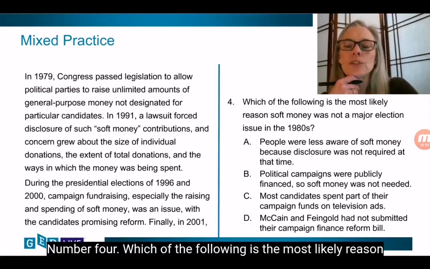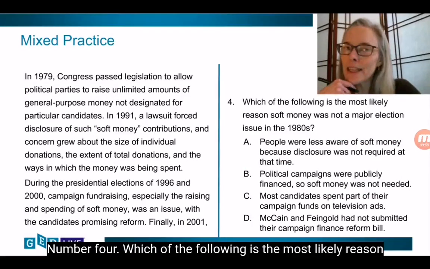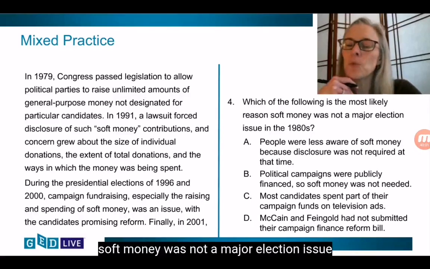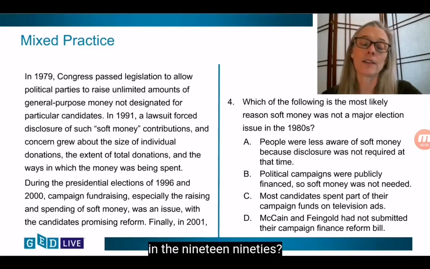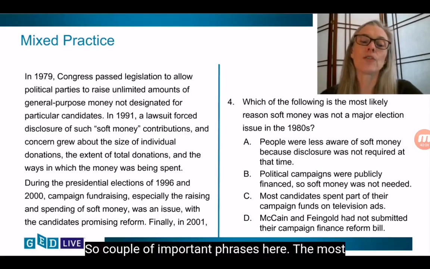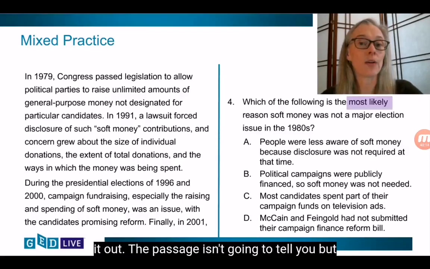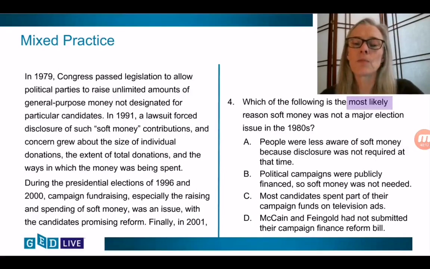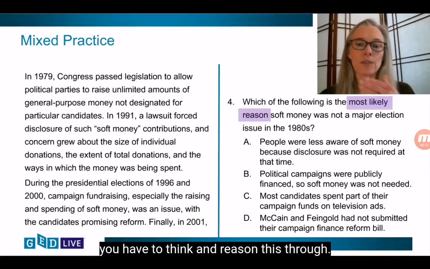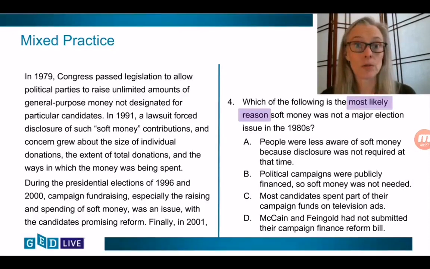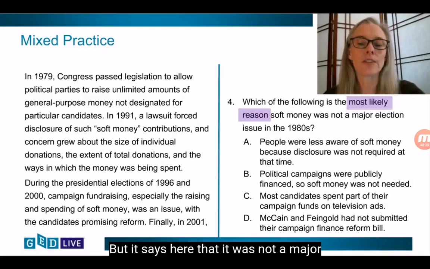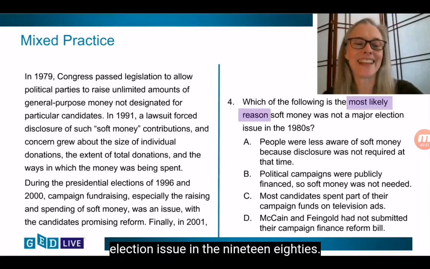Number 4. Which of the following is the most likely reason soft money was not a major election issue in the 1990s? Okay, so a couple of important phrases here. The most likely reason. So you're going to have to figure it out. The passage isn't going to tell you, but based on what's in the passage, you have to think and reason this through. So soft money, we know soft money became an issue, right? But it says here that it was not a major election issue in the 1980s.